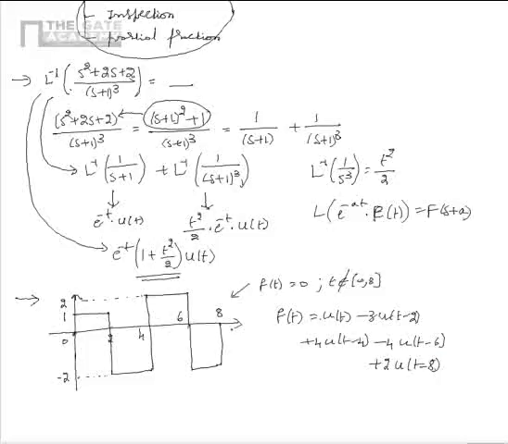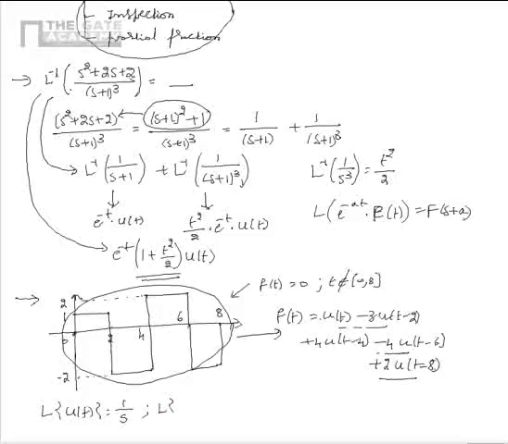So from the given f of t, by writing f of t in terms of the unit step function u of t or delayed versions of the unit step function, we get that f of t is equal to u of t minus 3 into u of t minus 2 plus 4 into u of t minus 4 minus 4 into u of t minus 6 plus 2 into u of t minus 8. We know that the Laplace transform of u of t is equal to 1 by s.